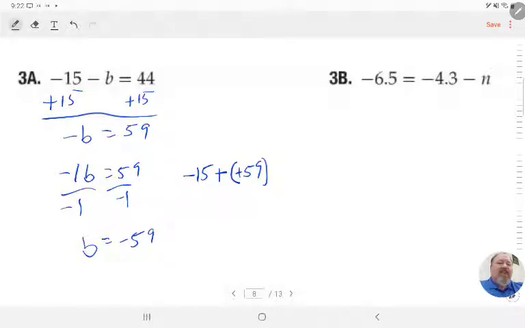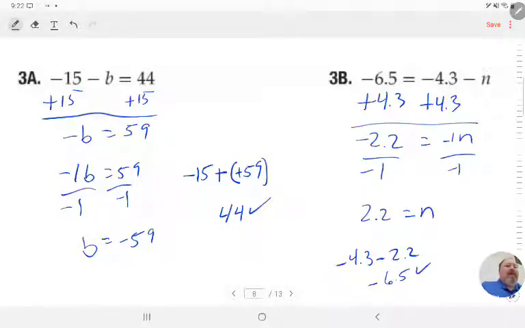Now I could check that by negative 15 minus a negative 59. Keep, change, so negative 15 plus 59. Opposite signs is subtract, and keep the sign of the larger absolute value. Well, the larger absolute value is positive, so it's going to be a positive 44. Check. So my answer has to be negative 59. So pause, try 3b, come back and see how you did.